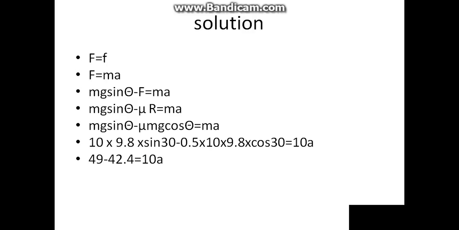49 minus 42.4 is equal to 10a, so 6.6 is equal to 10a. Then to get a, we make a the subject of the formula, which gives 6.6 over 10, which will give us 0.66 meters per second squared.